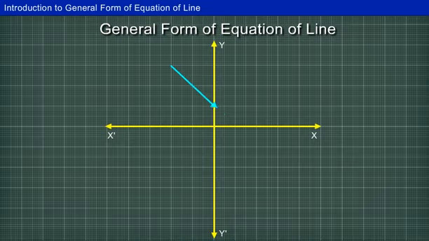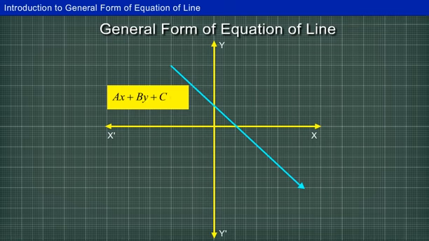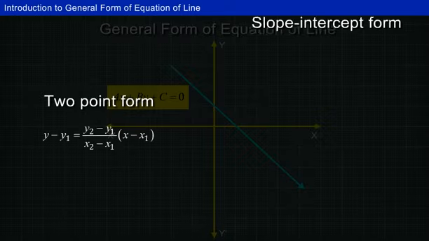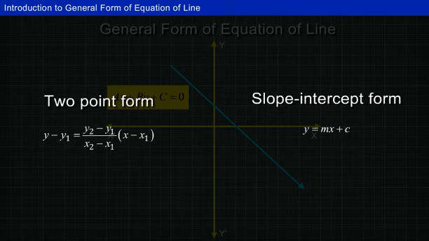We represent the general form of the line equation by ax plus by plus c is equal to 0. Here, a, b and c represent the constant terms. It can be any real numbers. To define any form of equation of line, we need 2 points or a point with a slope.